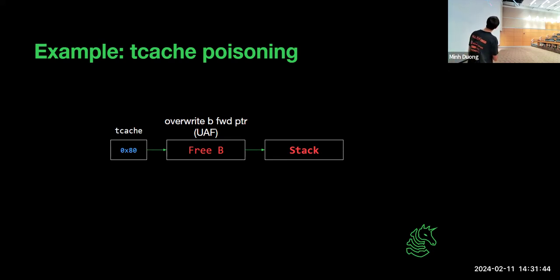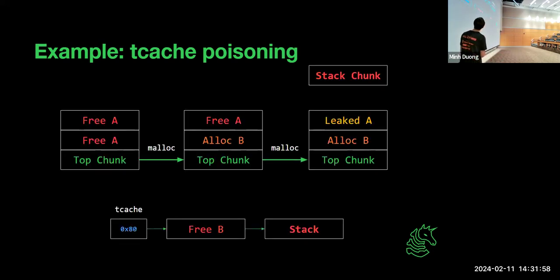So we overwrite the forward pointer on B to say a stack address. So now our T-cache looks like some free chunk, and then it points to some address on the stack. Our choice, let's just assume we have one. So then what happens when we allocate is we first allocate back our B allocation. And then when we allocate again, we instead get a chunk on the stack. And we've just completely leaked A.